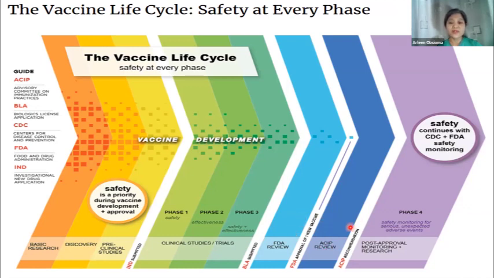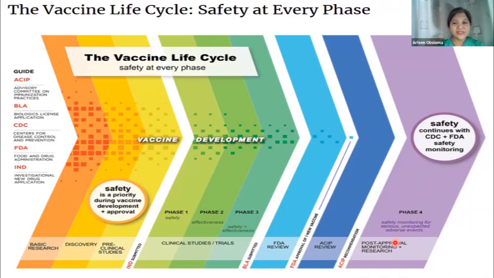And so the ACIP will release their recommendation as to the use of these vaccines. So these vaccines will then be marketed. So this will be distributed to different places, different countries. And then once these vaccines are marketed and used in different individuals, continuous monitoring of the possible adverse reactions is still done. So safety monitoring for serious and unexpected adverse events is also done in phase four of the vaccine development. So post-approval monitoring and research are being done in the different countries.